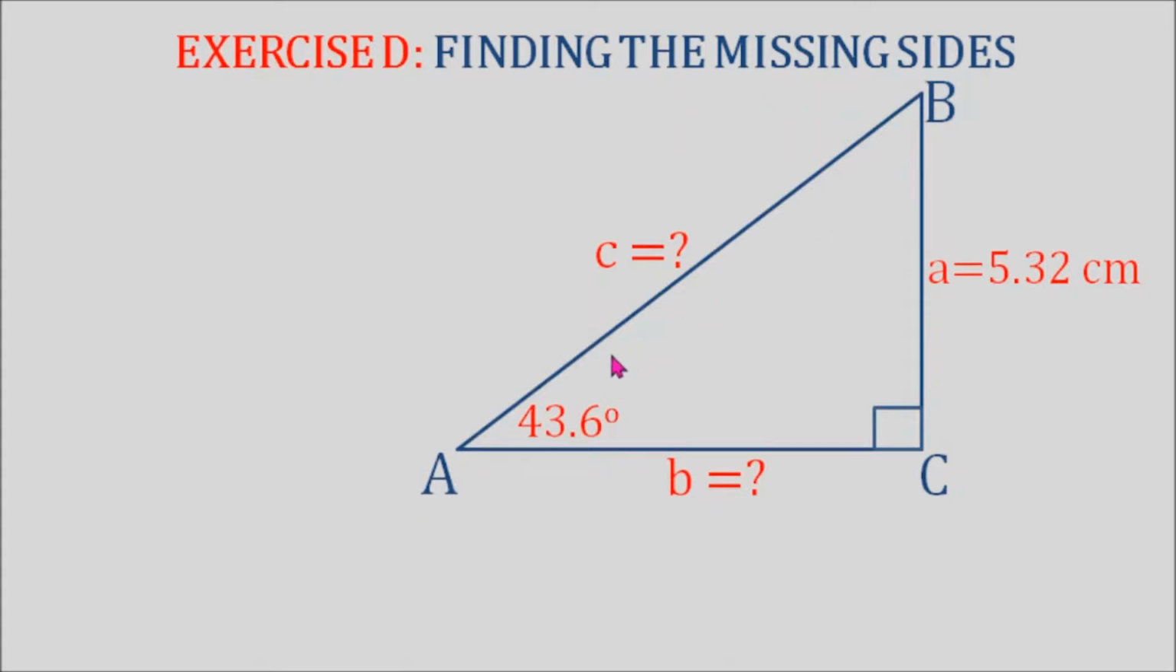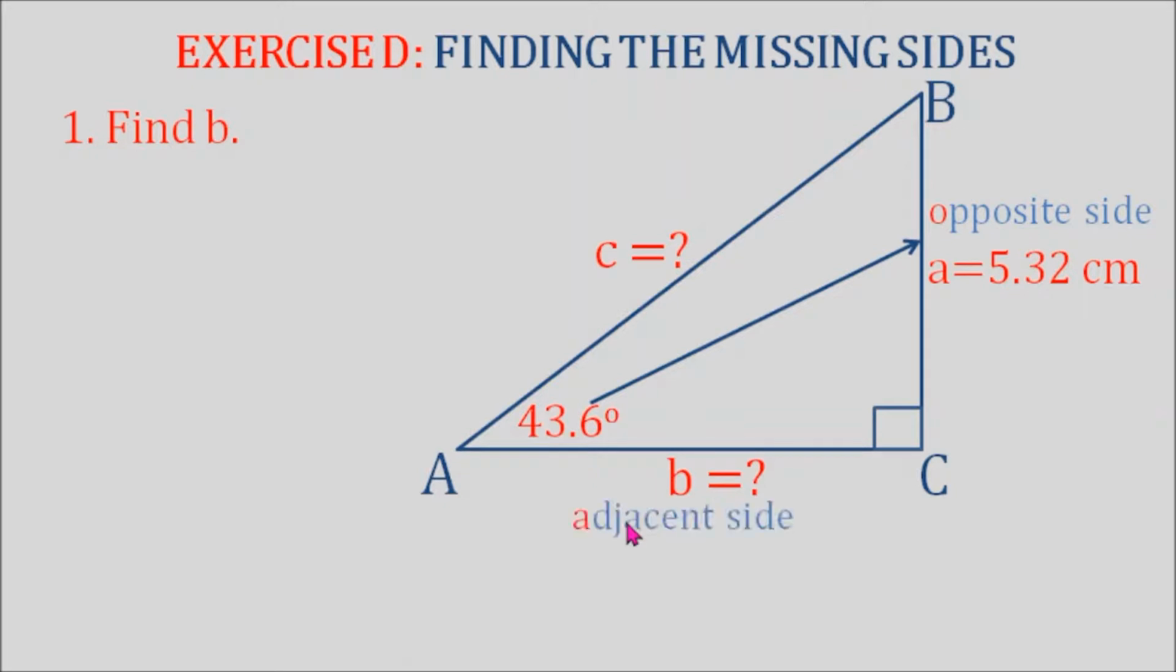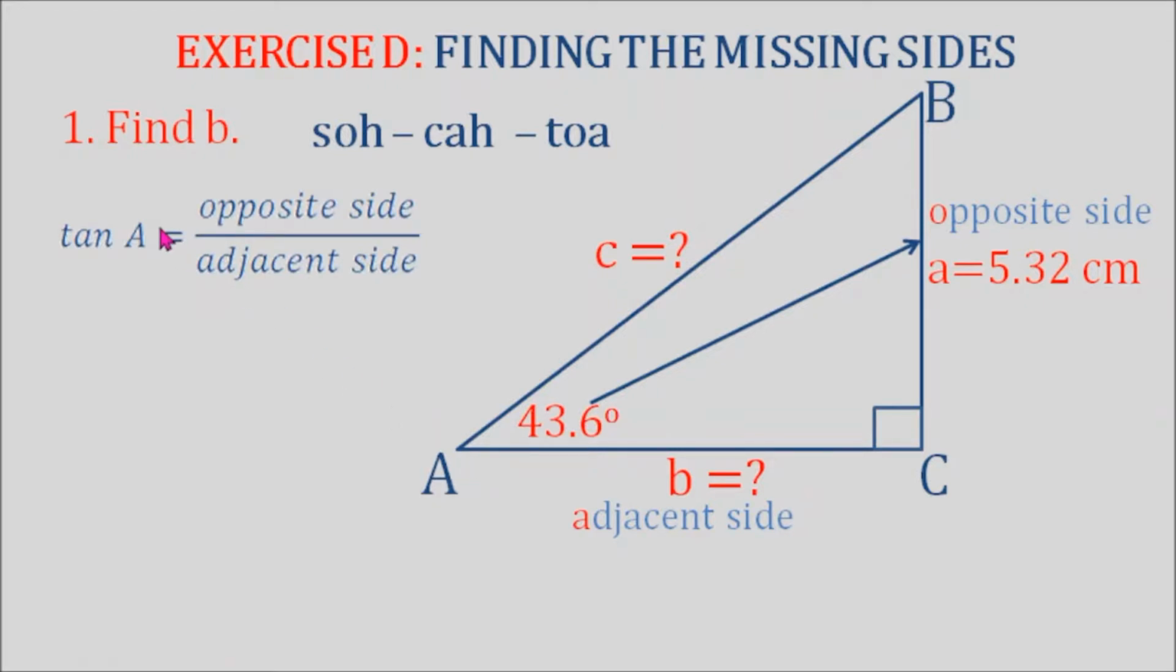In this triangle, angle A measures 43.6 degrees, side A measures 5.32 centimeters, and we are going to find sides B and C. First, let's find side B. In reference to this angle, this side is called the opposite side, and this side that we are going to find is the adjacent side. So it's OA. From SOHCAHTOA, it's opposite over adjacent. So that's tangent. So we will set up our equation. So tangent of angle A equals the opposite side over the adjacent side.